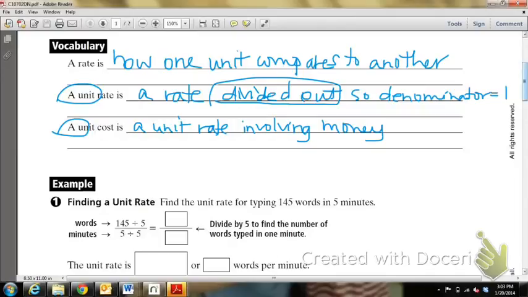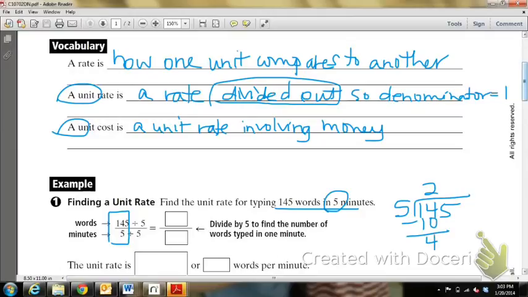In the first example, find the unit rate for typing 145 words in 5 minutes. So if I were to write it as a fraction, it would be 145 over 5 words per minute. And I'm going to divide this out so the denominator equals 1, which means I'm just going to divide by that second number. So really, I'm just doing 5 into 145. 5 goes into 14 twice, makes 10. 5 goes into 45 9 times evenly. So that means you get 29 over 1. So the unit rate is 29 over 1, or just 29 words per minute. Okay, so unit rate just means to divide it out.